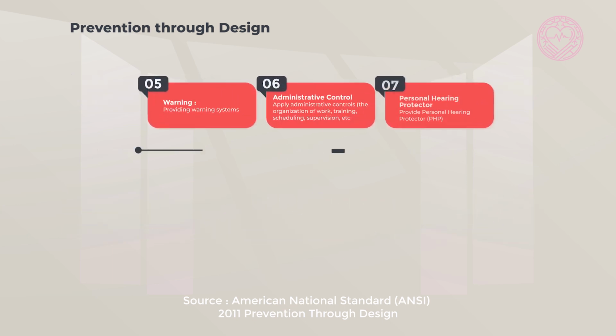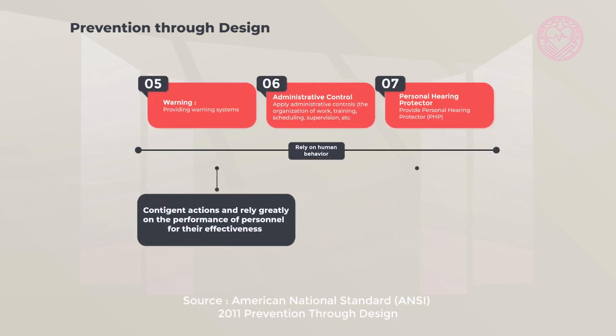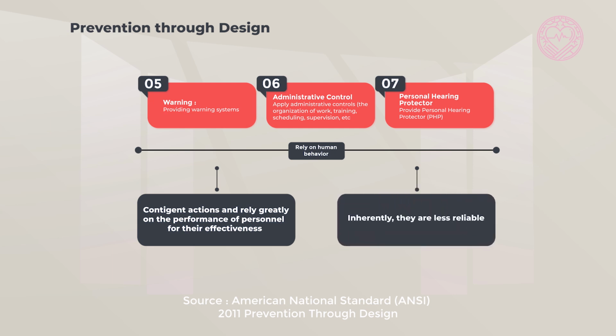Actions described in the 5th, 6th, and 7th levels are contingent actions and rely greatly on the performance of personnel for their effectiveness. Inherently, they are less reliable.